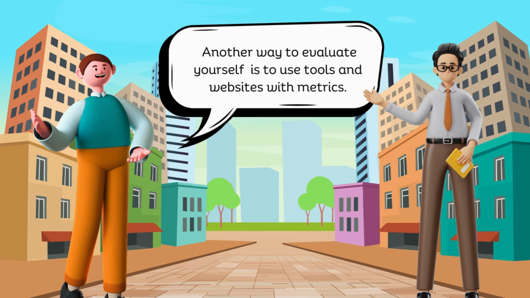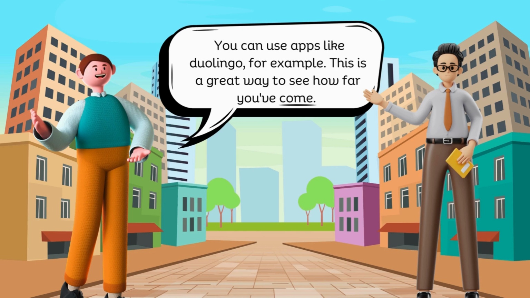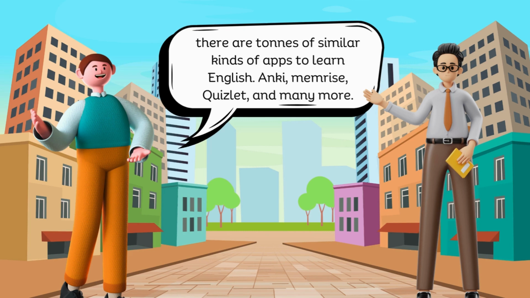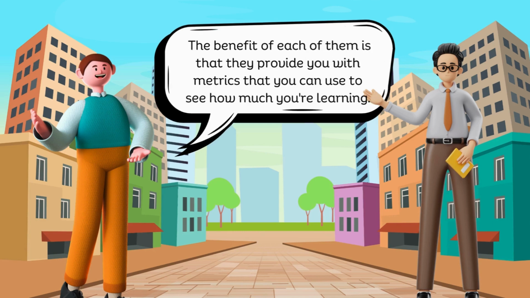Another way to evaluate yourself is to use tools and websites with metrics. You can use apps like Duolingo, for example. This is a great way to see how far you've come. There are tons of similar kinds of apps to learn English. Anki, Memrise, Quizlet, and many more. The benefit of each of them is that they provide you with metrics that you can use to see how much you're learning.